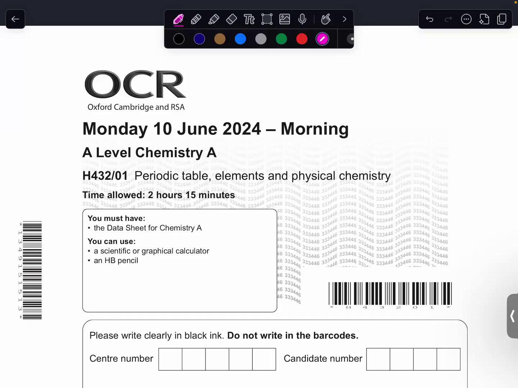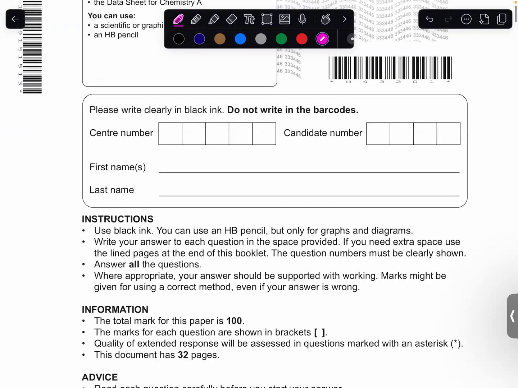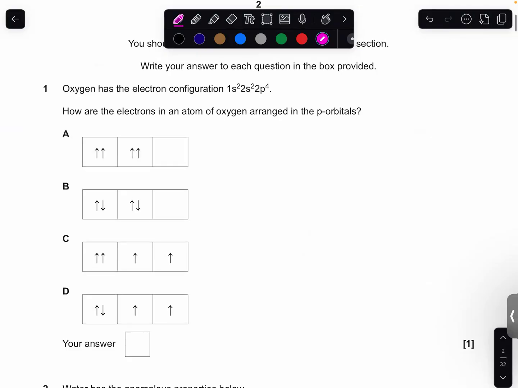We'll be looking at the June 2024 multiple choice questions. The first question asks you about oxygen, which has this electron configuration. It's asking how many electrons in an atom of oxygen are arranged in the p orbitals. How are the electrons arranged in the p orbitals of an oxygen atom?